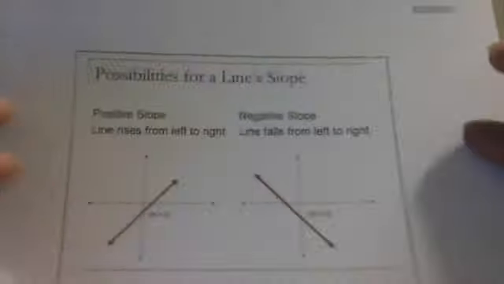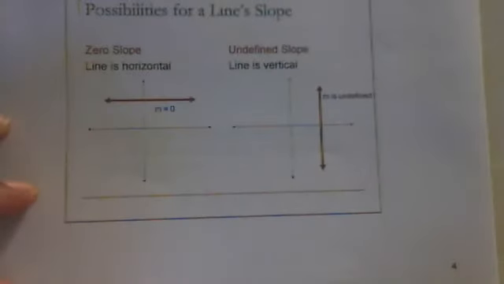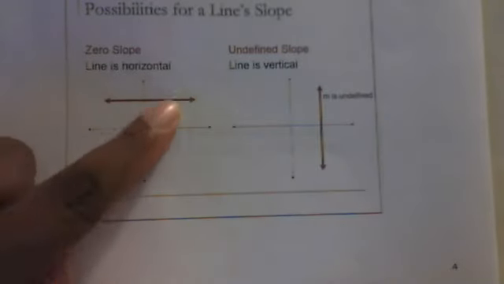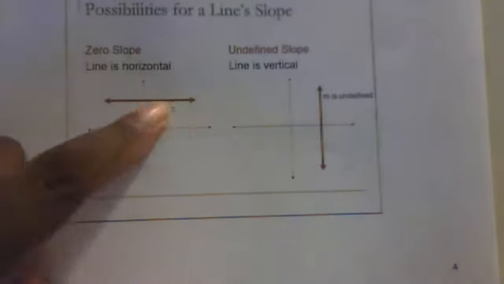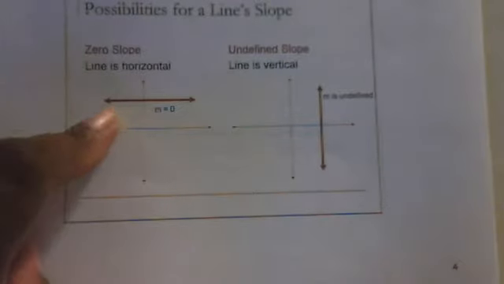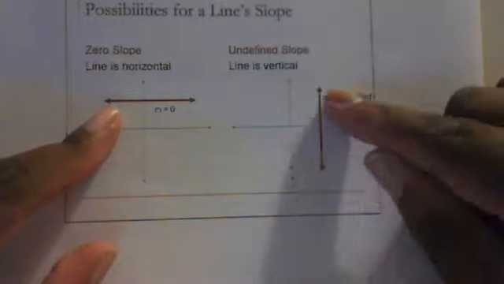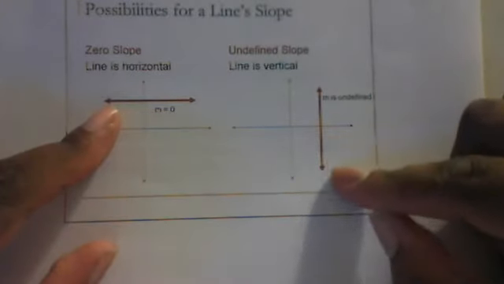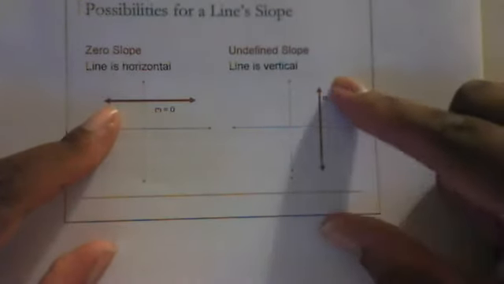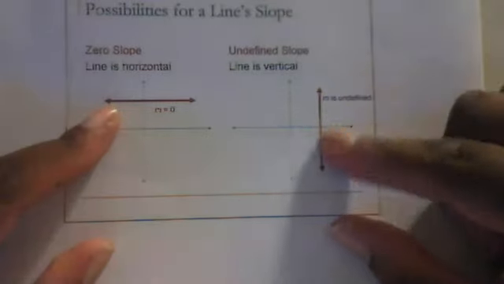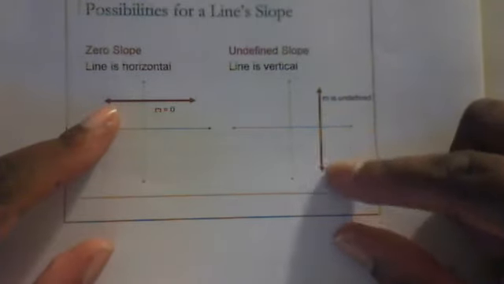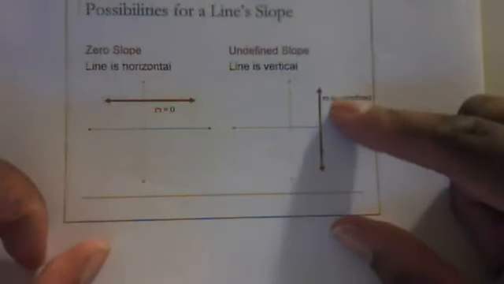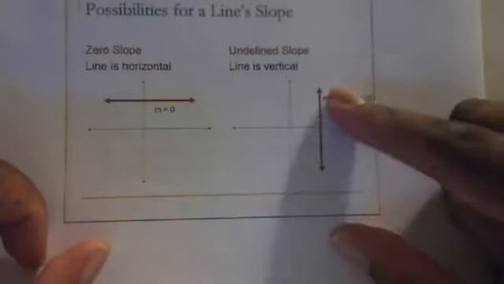The other two possibilities are zero slope and undefined slope. Zero slope means that the line is horizontal. Undefined slope means that the line is vertical. So we want to say undefined slope and not say no slope. We want to clarify that and say that the slope is undefined, which means that this line is vertical.